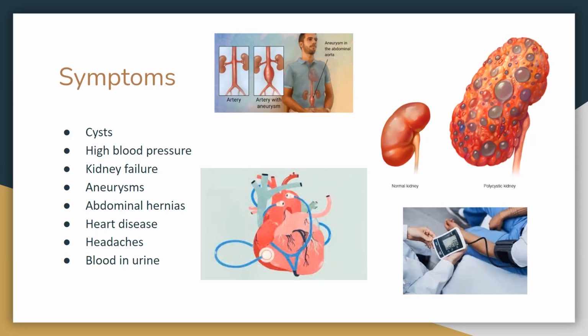intracranial aneurysms and abdominal hernias, as well as heart disease in two main forms. One being the left ventricular hypertrophy, where the heart's left pumping chamber has thickened and can't pump blood as efficiently. And the other is mitral valve prolapse, where one or both of the mitral flaps are bulging, and this causes blood to leak backwards. And the other common symptoms include headaches and blood in urine.